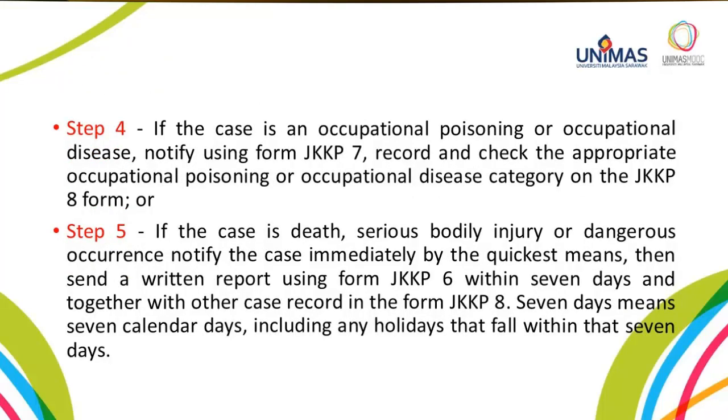In step 4, if the case is an occupational poisoning or occupational disease, notify using form JKKP7, and record and check the appropriate occupational poisoning or occupational disease category on the JKKP7 form. Or, step 5, if the case is death, serious bodily injury, or dangerous occurrence, notify the case immediately by the quickest means, then send a written report using form JKKP6 within 7 days, together with other case records in form JKKP8. 7 days means 7 calendar days, including any holidays that fall within those 7 days.